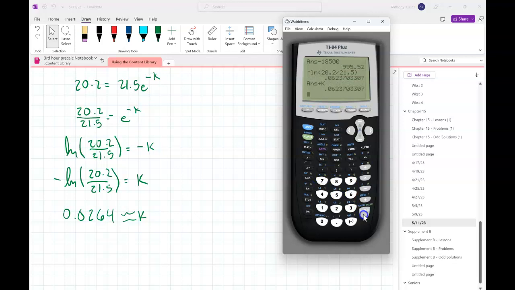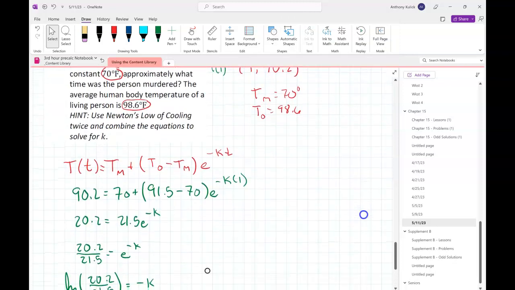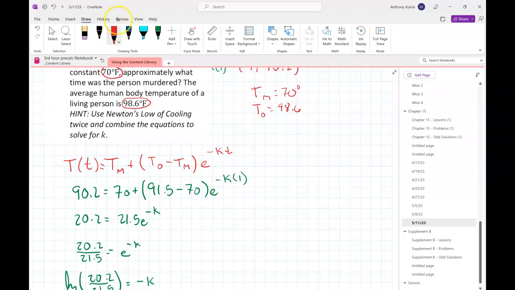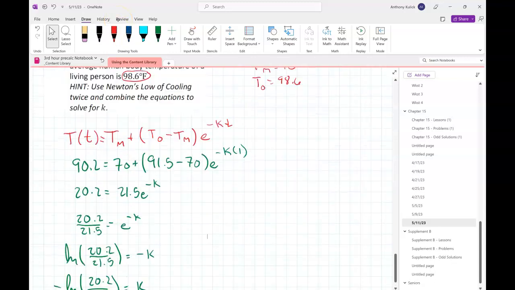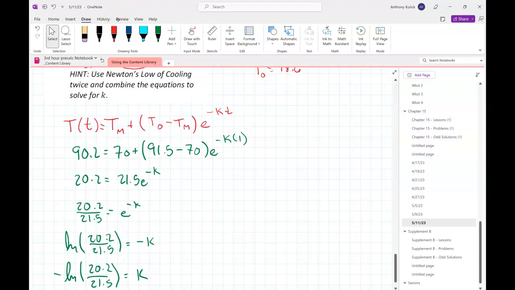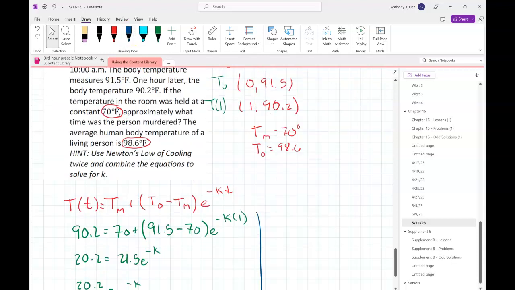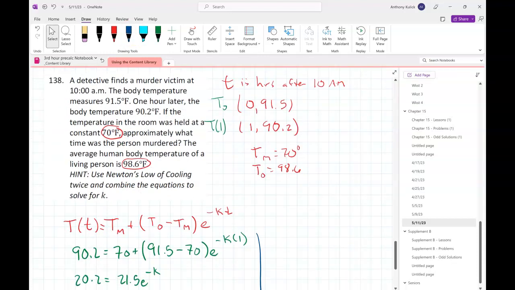Okay, so that's like step 1. We found K. Now we want to find out how long this person has been dead, right? Yep. So what I'm going to do there is I'm going to treat T naught as this, and then I'm going to call that 10 a.m. time T comma 91.5.